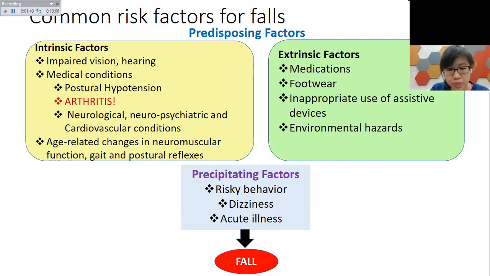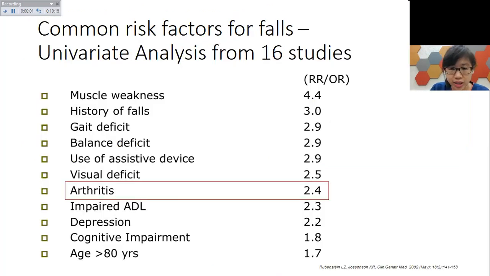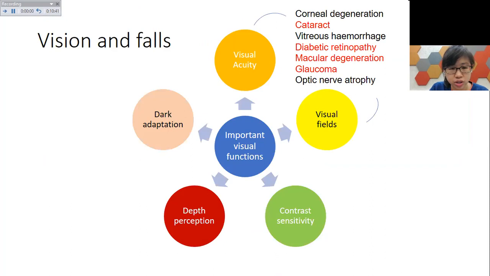So just to highlight the common risk factors for falls as seen in the next slide of the 16 studies, with arthritis as one of the top causes, which we'll be learning more about later. Though impaired gait and balance constitute a high risk of falls, so does impaired vision. And in fact, vision itself also affects balance, in addition to proprioception and the impaired vestibular system. So moving on to how vision causes falls.